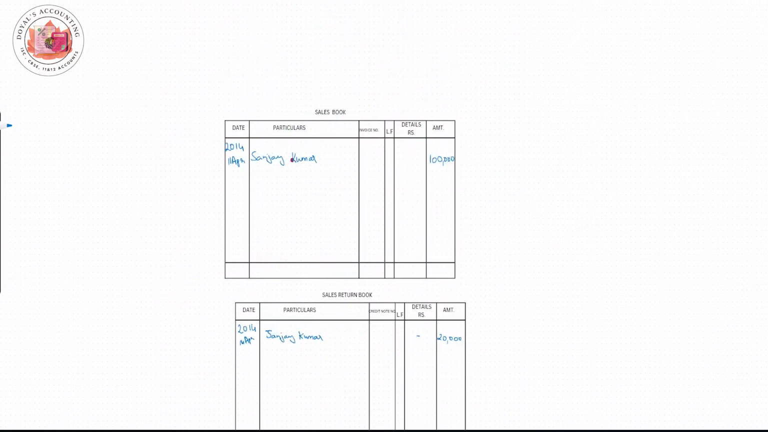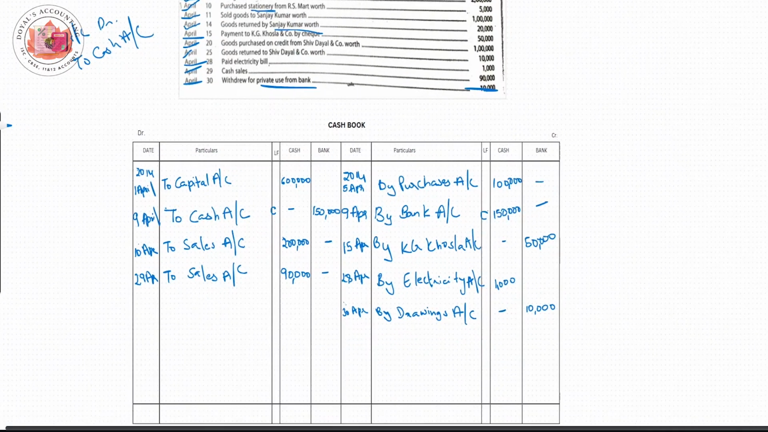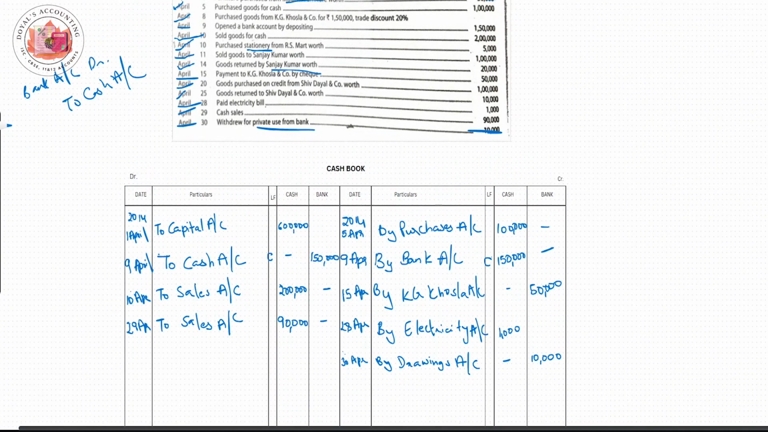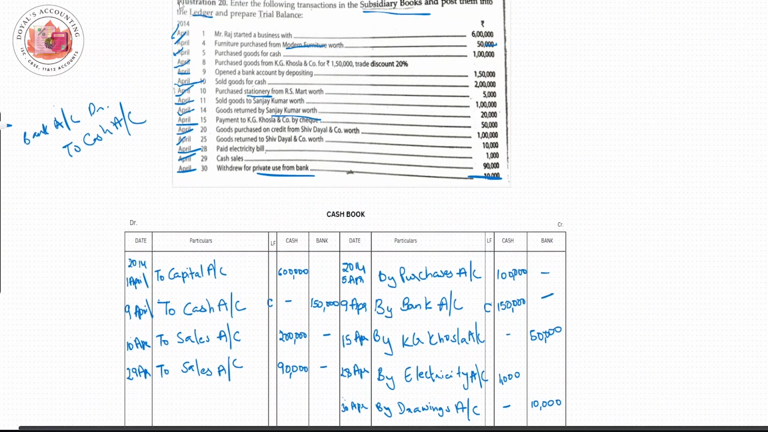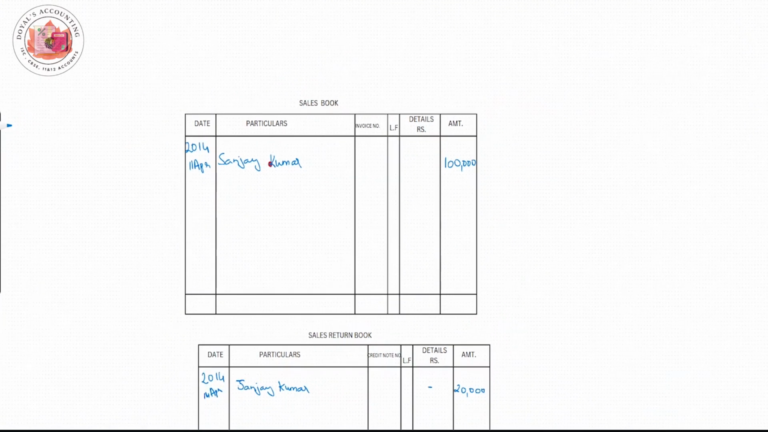Okay, now we have recorded all these transactions in the subsidiary books, which is the cash book, the journal proper, the purchase book, sales book, purchase return and sales return book, and we have even posted most of them in ledgers. We have not posted our sales book total, sales return books in the ledgers. So let's just do that now.